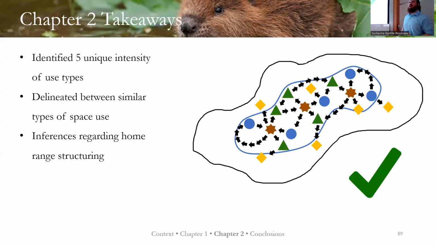And then finally, again, we were able to make inferences regarding home range structuring for these animals. And again, it's basically a lot of highly structured movement for the 4 main groups there, with the weird excursions that happen occasionally, and maintaining that buffer away from home range edges.